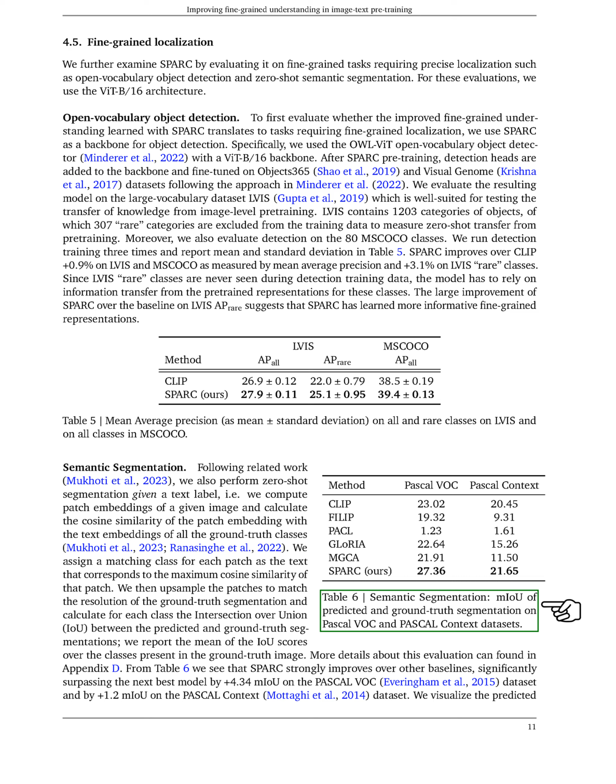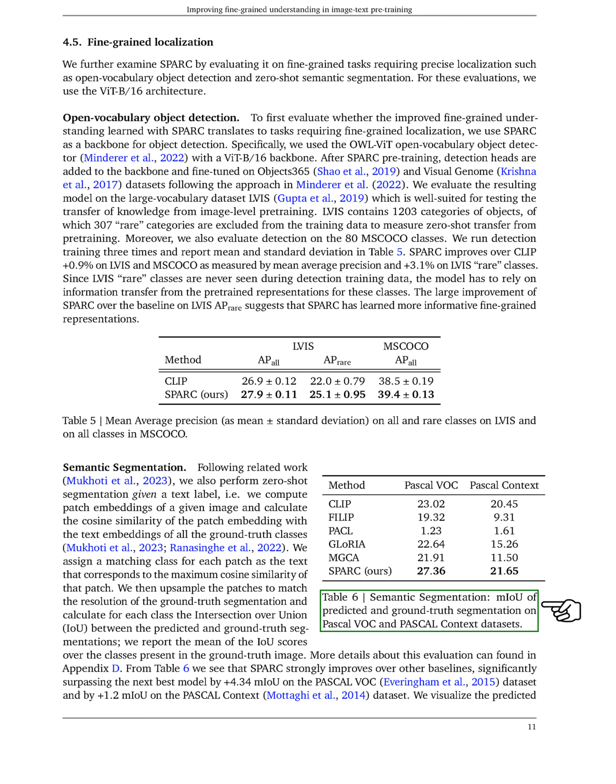After that, we upscaled the patches to match the resolution of the ground truth segmentation and calculated the intersection over union, IOU, between the predicted and ground truth segmentations for each class. We then reported the average of the IOU scores over the classes present in the ground truth image.